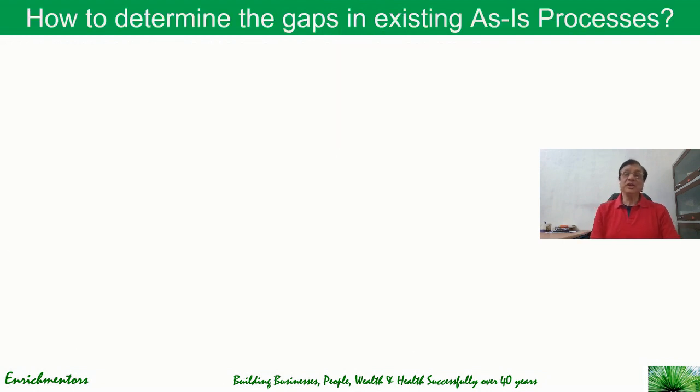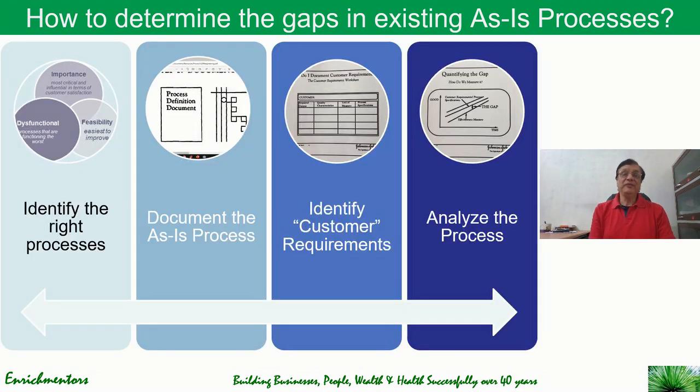So, how do you think you can determine the gaps in existing as-is processes and systems? What are your thoughts? Okay, what I have for you here is a process that we use to determine the gaps in existing as-is processes. It starts with identifying the right processes, because you need to identify the right processes that will provide the greatest value to the customer, because that is our objective of the solution design, right? Then we need to document the as-is process.